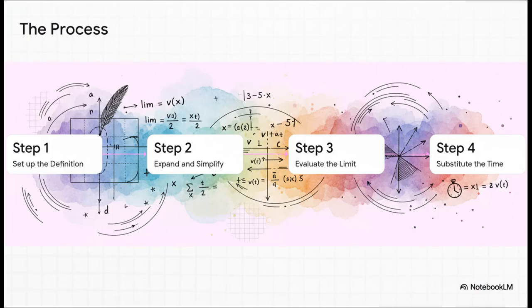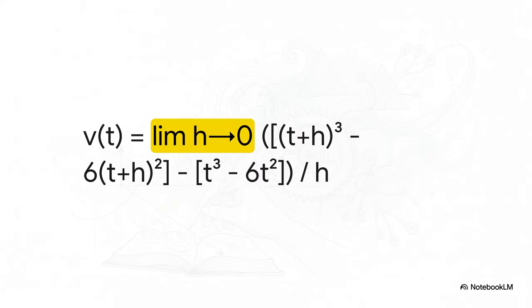We're going to follow a simple 4-step game plan. First, we'll set up the big limit definition. Then, we'll dive into the algebra, expanding and simplifying everything. After that, we'll finally evaluate the limit to get our velocity function, and last but not least, we'll plug in our time to get the answer. Let's do it.